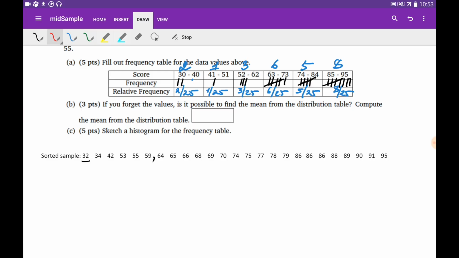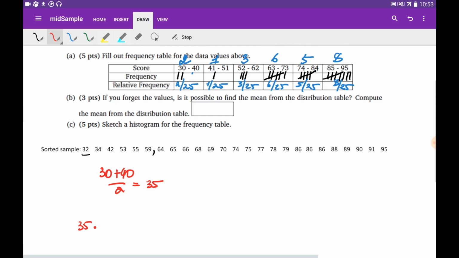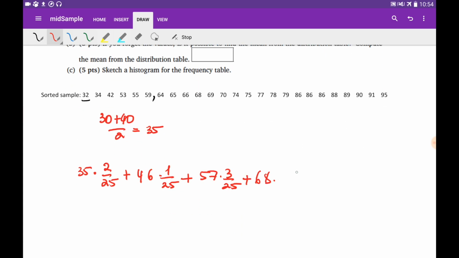So if we would like to find the mean, we need to find the middle of the class range. It's going to be 30 plus 40 divided by the 2, which is going to be 35, right? So we multiply the 35, the middle of the class, by its frequency or its relative frequency. So 2 over 25 plus 46 multiplied by 1 over 25 plus 57 multiplied by 3 over 25 plus 68 multiplied by 6 over 25 plus 79 multiplied by 5 over 25 plus 90 multiplied by 8 over 25.